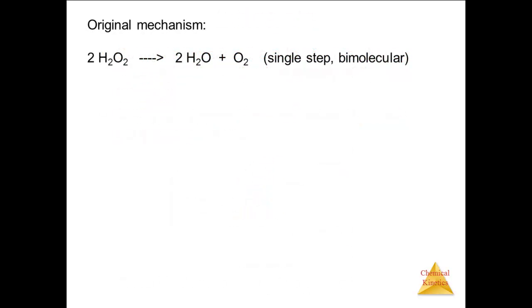A typical catalyst gets changed into something else during the course of the reaction, then gets regenerated by another step in the mechanism. Thus, the amount of catalyst is unchanged, and the individual catalyst molecules can go on to catalyze another reaction. This means that generally a relatively small amount of a catalyst can have a very large impact on the rate of a reaction.